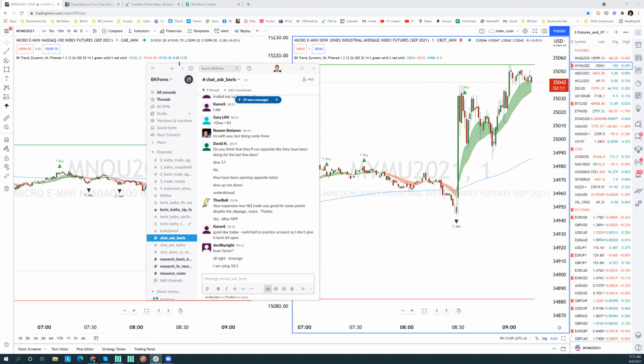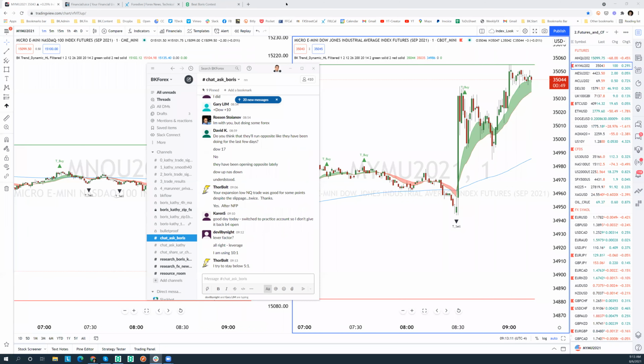10 to 1 is pretty decent. I think that 10 to 1 is, I would say, a good standard size. 5 to 1 is really good. That's really, really good.